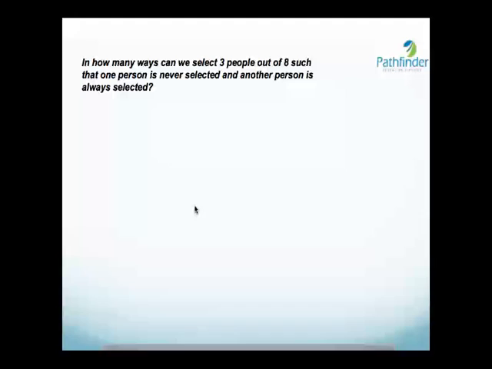Next, in how many ways can we select 3 people out of 8 such that one person is never selected and another person is always selected? Once again, the initial value of n is 8 and the initial value of r is 3 because 3 people have to be selected, and the total number from which the selections are possible is 8.